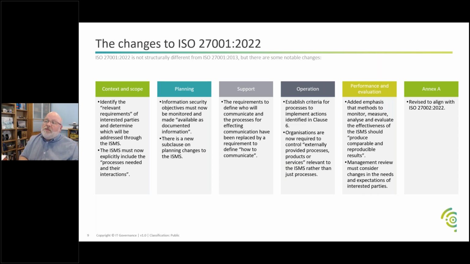The ISMS must now explicitly include processes needed and their interactions. It always talked about that, but it's got more specific about this. And this particularly relates to processes outside of your organization, but a part of your ISMS. So if you outsource something, you've still got to understand how that process interacts with your ISMS, and it needs to be controlled. Information security objectives must now be monitored and made available as documented information. There's quite a few comments in there about made available as documented information, but it's gone explicit on there.